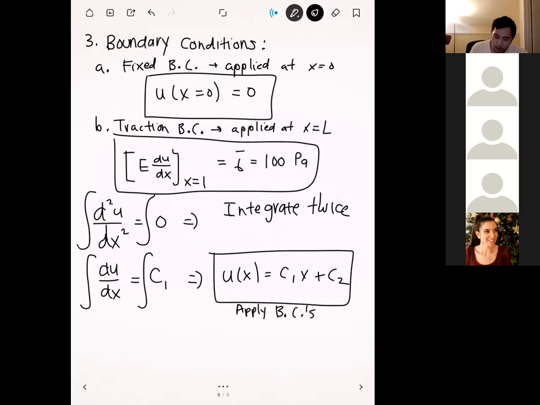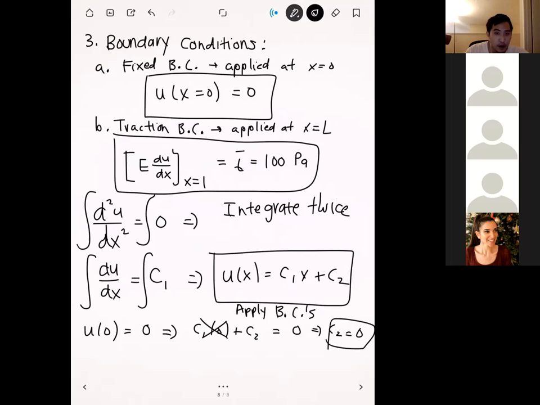First, let's apply our fixed boundary condition because that's the simplest one to do. We do u of 0, and that's going to be equal to 0. We plug in x is equal to 0 into our expression right here, so we have C1 times 0 plus C2, and that has to equal 0. What that tells us is that C2 is equal to 0. And so that's our fixed boundary condition.